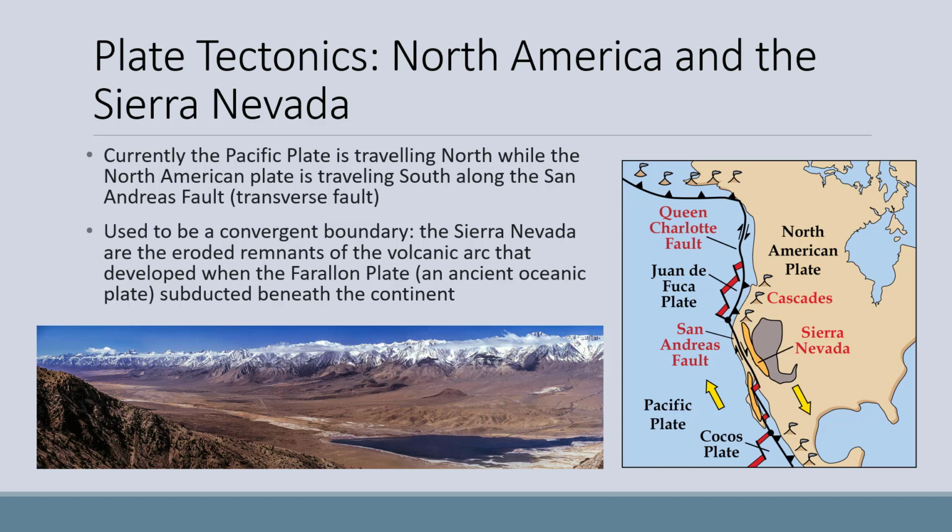This is a transverse fault. However, in the past, this used to be a convergent boundary. The Sierra Nevada are actually the eroded remnants of the volcanic arch that developed when the Farallon Plate, an ancient oceanic plate, subducted beneath the continent.